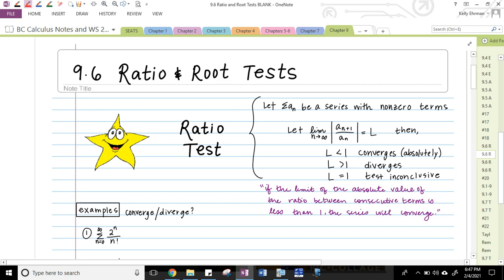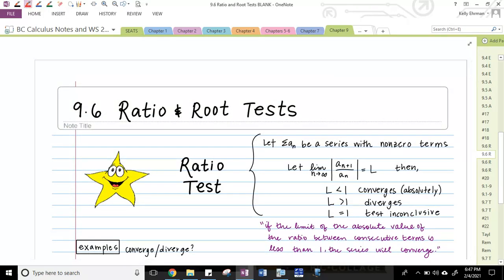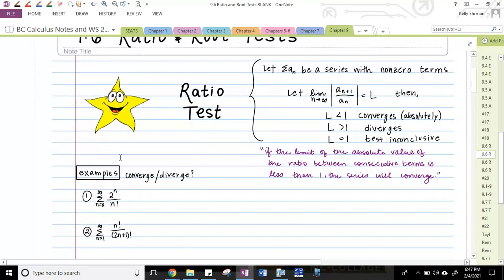Right, this is our last set of tests before we have our 9196 test. So there are two tests to talk about called the ratio and the root tests. And they have very similar stipulations. And I want to make a note up here in the corner. Both of these tests take a series. Let's look at some of our examples.